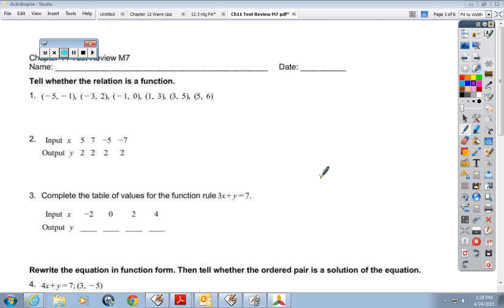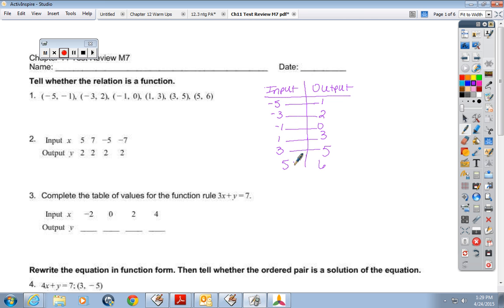For those of you that I helped on this yesterday, what we did is we drew a little chart with the input on one side and the output on the other. And we labeled it. The input was -5, the output was -1; -3 and 2; -1 and 0; 1 and 3; 3 and 5; 5 and 6. And there was only one output for each input. There were no duplicate inputs. Can we have a duplicate output?